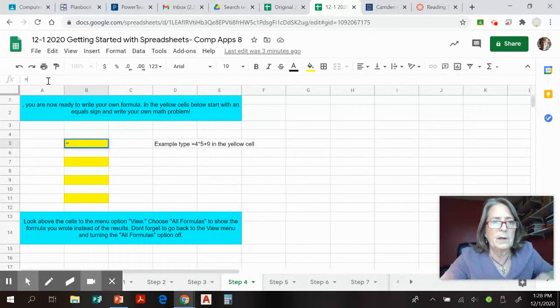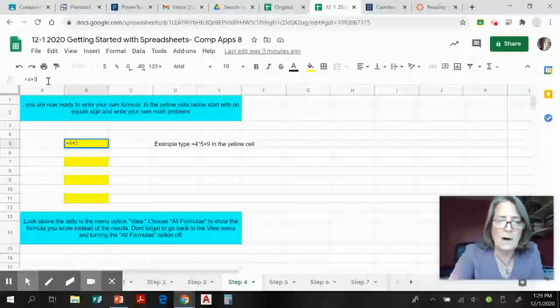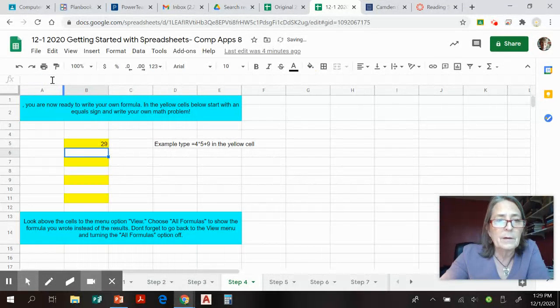So we're going to put equals. Whatever's in this box is going to be equal to 4 times 5 plus 9. And make sure that you have your symbols right, your multiplication and your plus sign, okay? So now that I have that formula typed in there, I'm just going to hit enter, and it's 29. So I did it right.